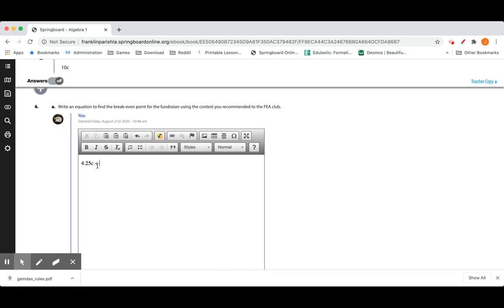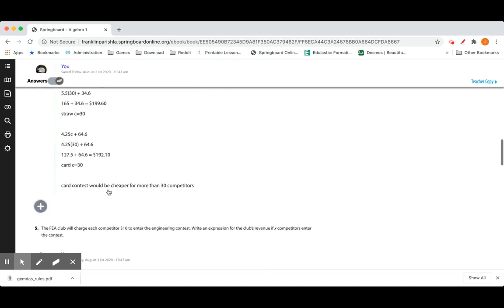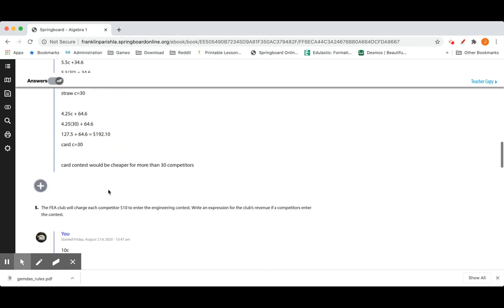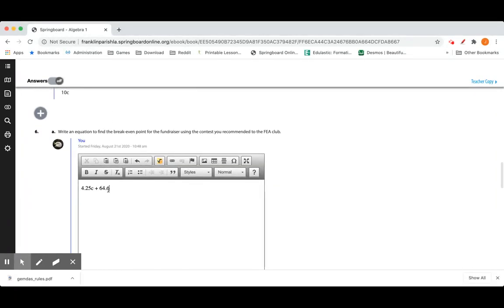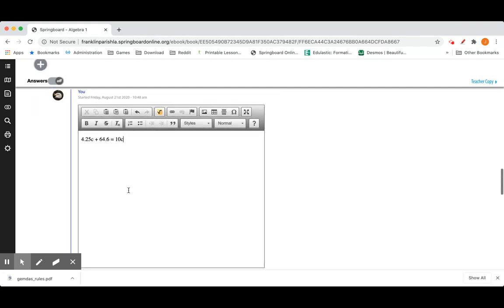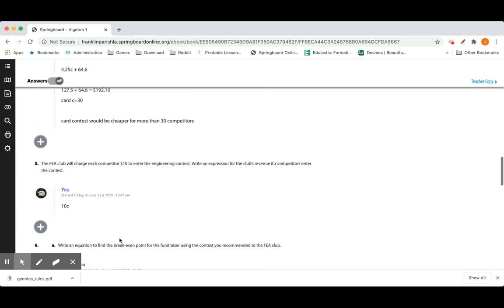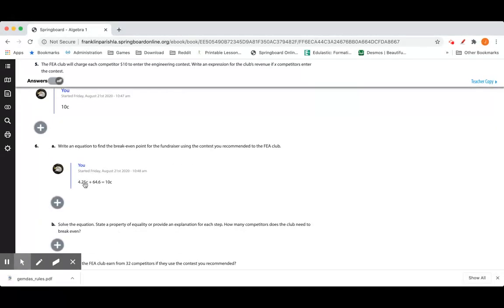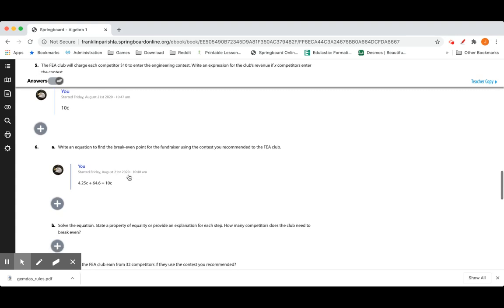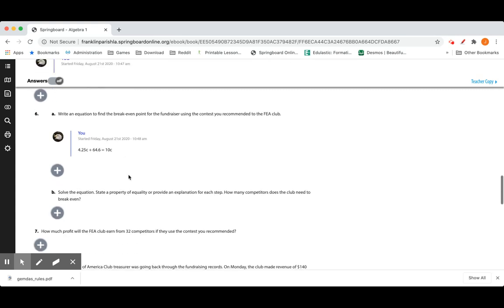4.25C plus 64.6. Let me make sure, yes, 4.25C plus 64.6. The break-even point will need to equal charging everybody who enters $10, so 10 times C. Remember, this equation was how much it costs to do the card contest. We want to find the break-even point for when they're charging everybody that does try it $10.